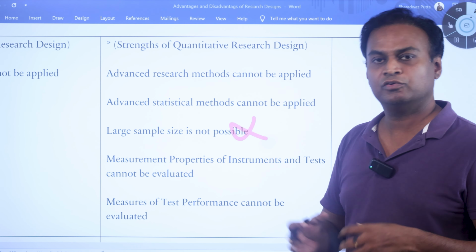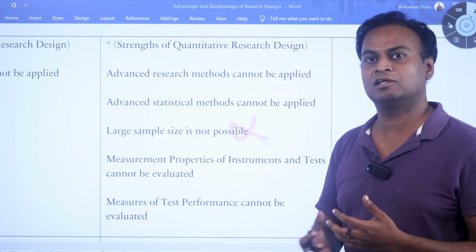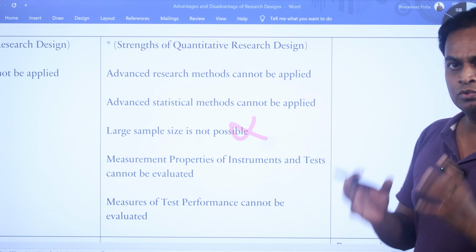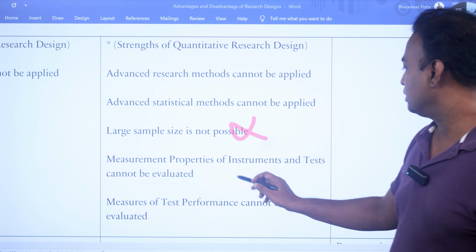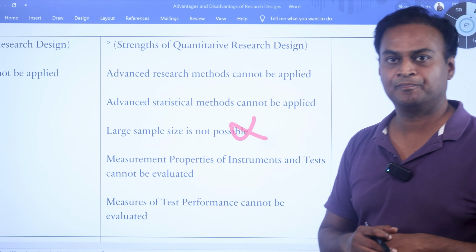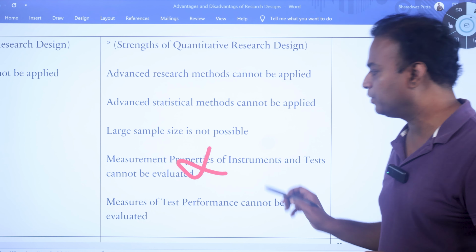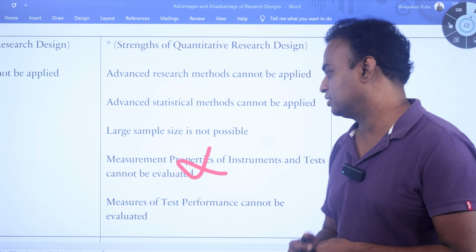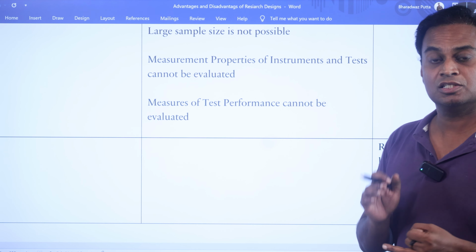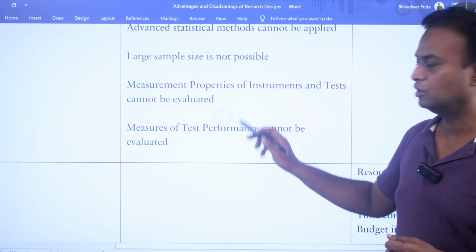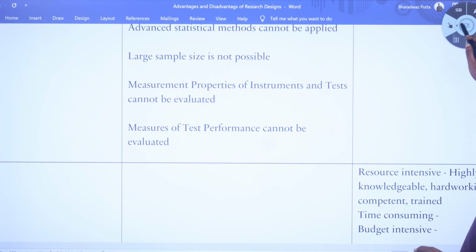Large sample is not possible. If you are taking a large sample and collecting a lot of qualitative data, it will be very messy or difficult to organize. That's the reason you stick with a small sample. Large sample cannot be considered here. And measurement properties of the instrument cannot be evaluated. What are the measurement properties? Reliability and validity. Here you cannot implement reliability and validity of the test. Also, measures of advanced performance cannot be tested here, like sensitivity, specificity and accuracy. Those are not possible in this type of design. These are all the limitations we have with this type of design.